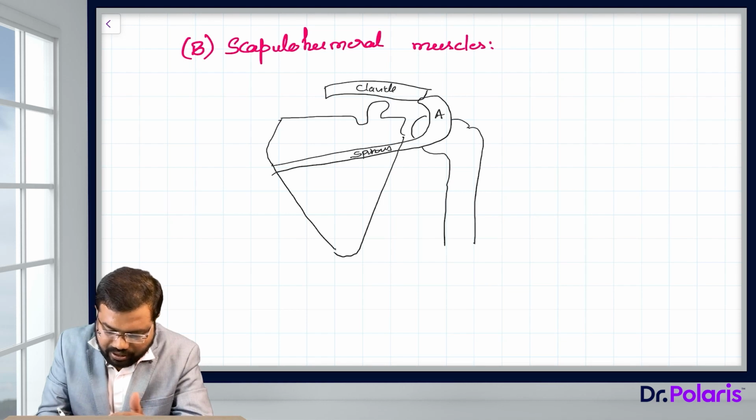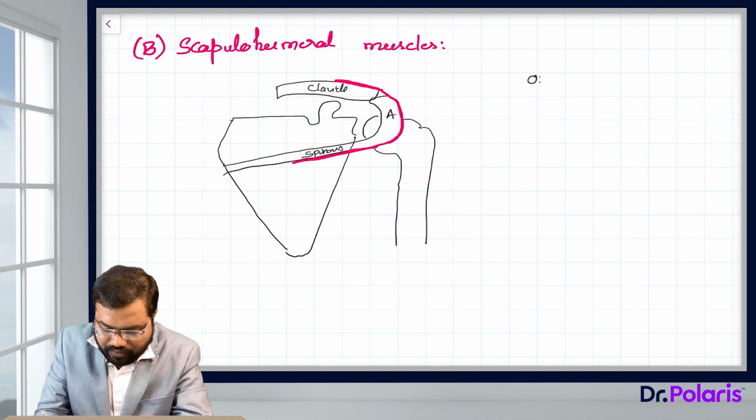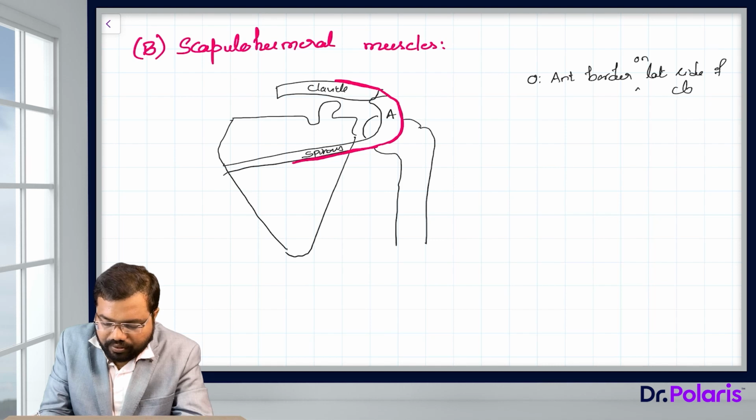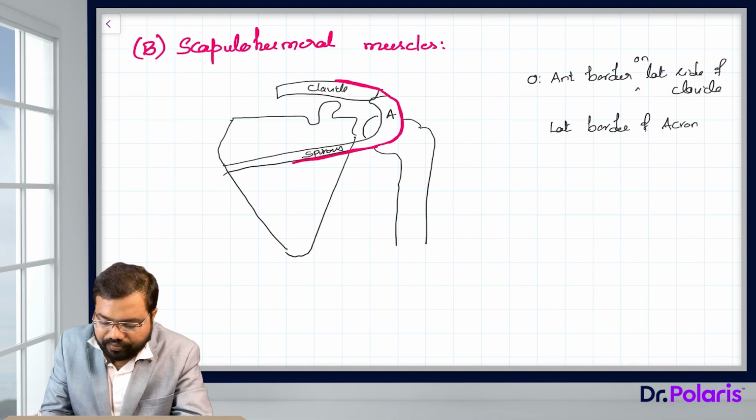Now the origin of deltoid is along the anterior border of the lateral part of the clavicle, and that continues along the lateral border of the acromion process, and further continues as the lower border of the spinous process of the scapula. So three origins are present for deltoid. First is the anterior border on the lateral side of the clavicle. Next is the lateral border of the acromion process, and finally the lower border of the spinous process of the scapula.